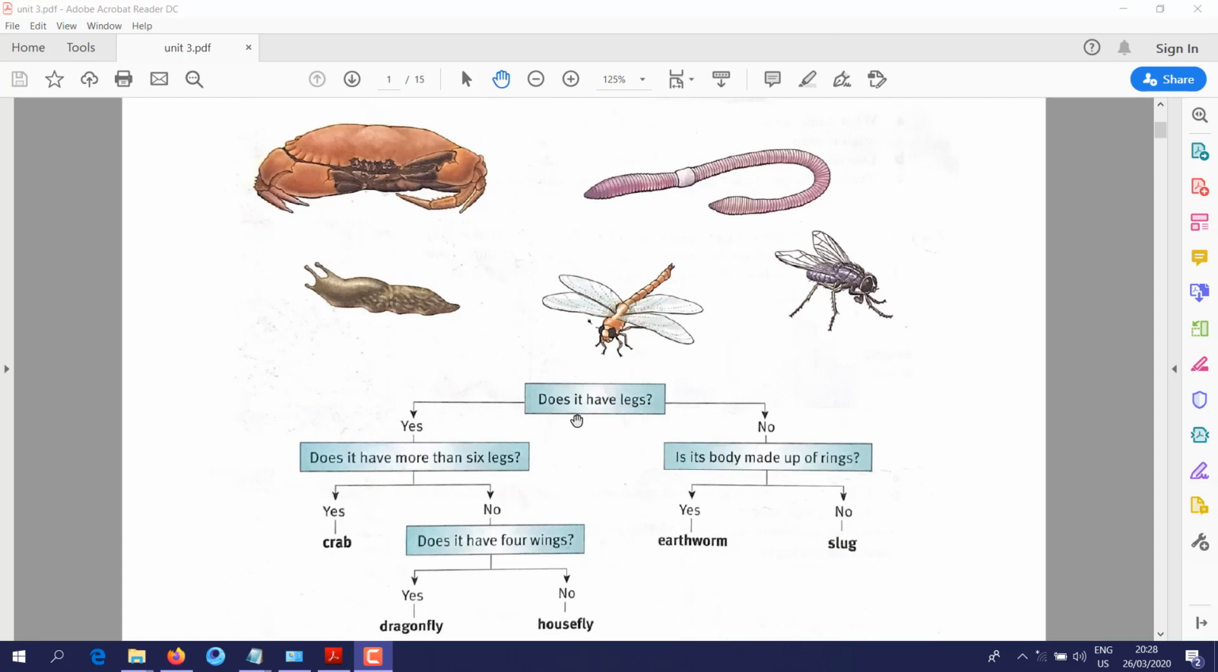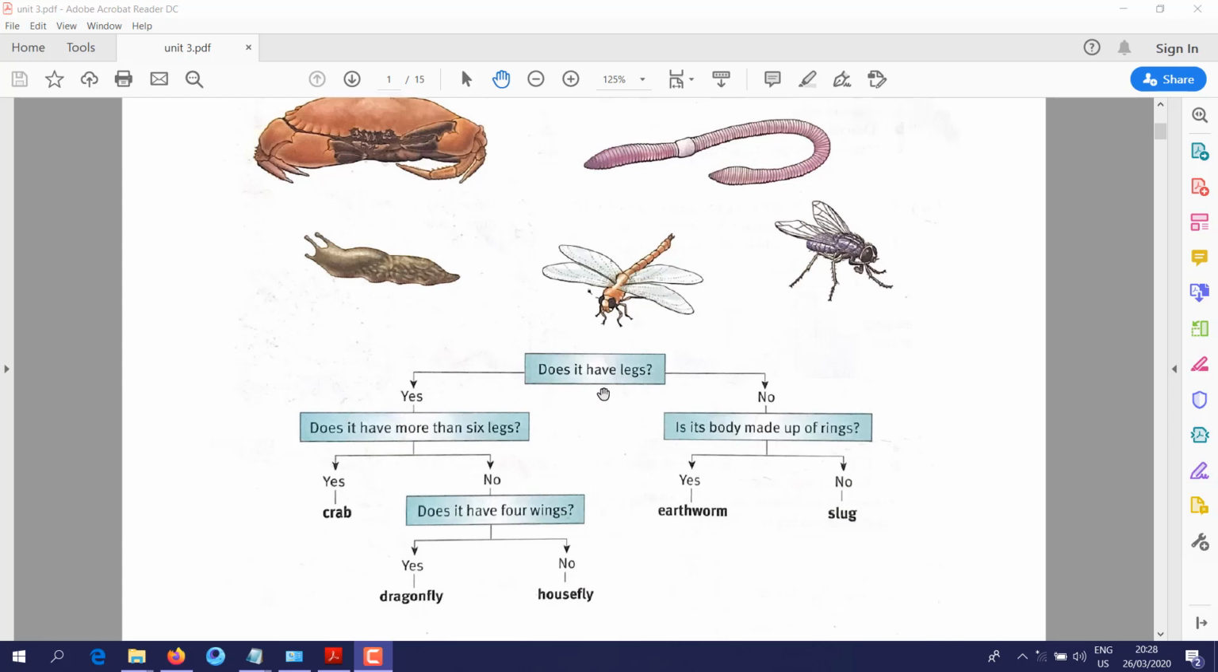For example, here we have five different kinds of insects, or let's say five different animals. The question here will be how you can identify each one of these five animals. The way is by asking some questions, and depending on the answer, you can identify the animal. The first question says, does it have legs? Now you have two possible choices, either yes or no. Now if the animal doesn't have any legs, no.